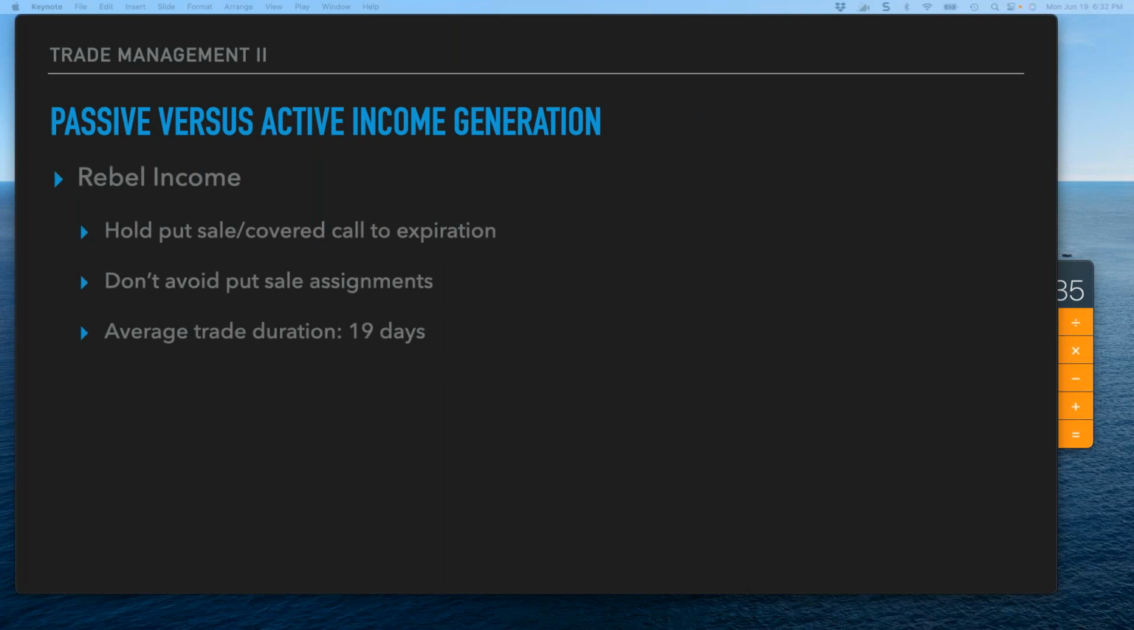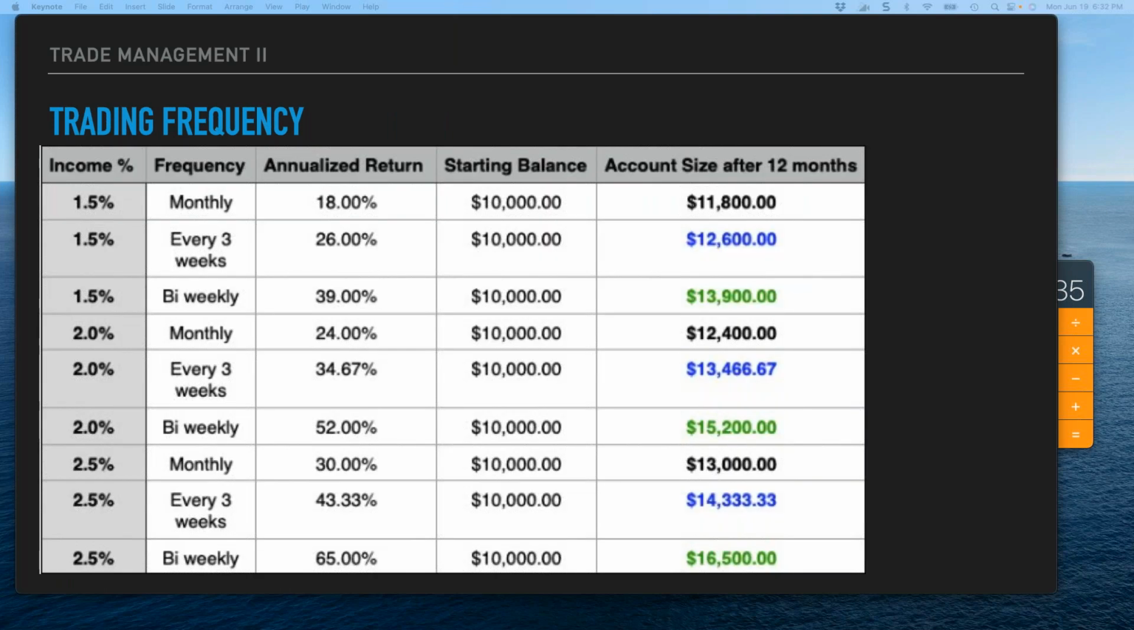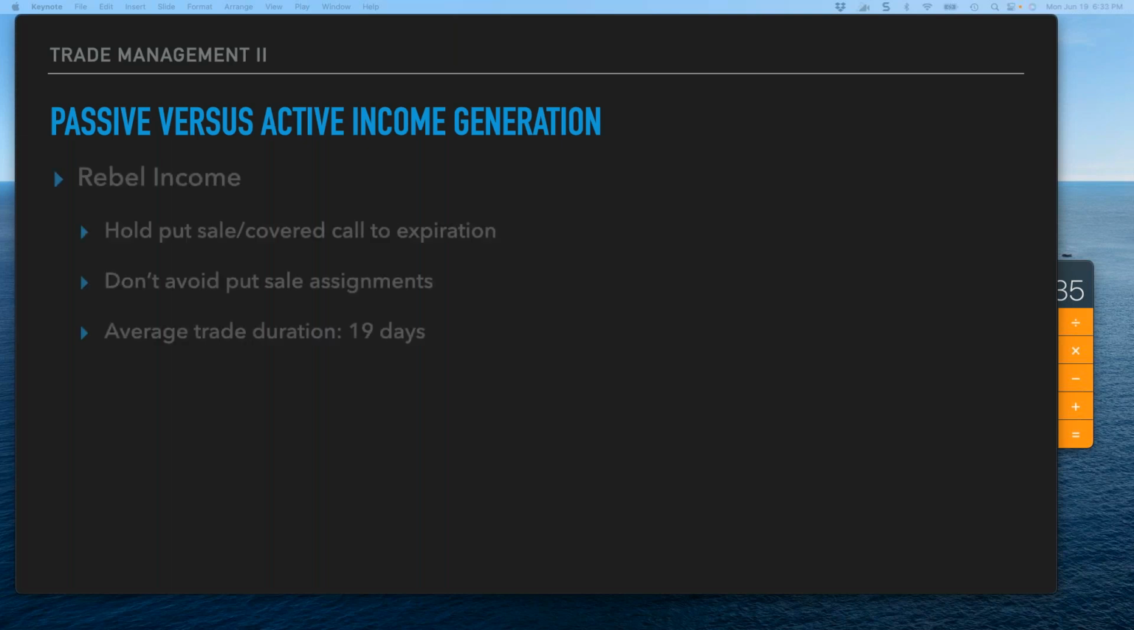Let's talk for a minute about the difference between, we talked about trading frequency. Let's talk about passive versus active income generation. There is a general difference here between what I call passive versus active income investing.